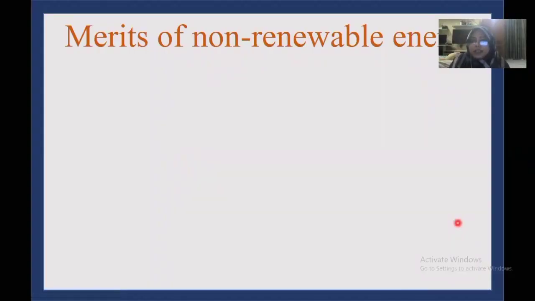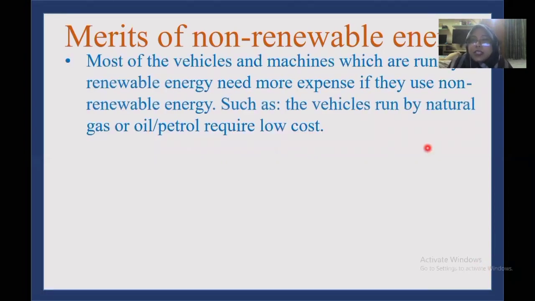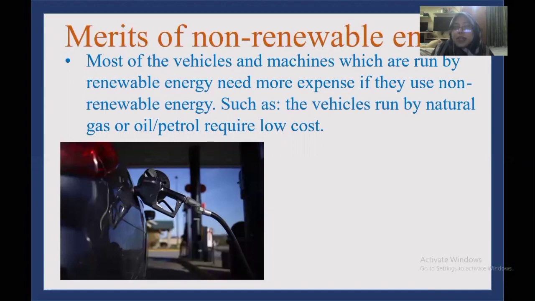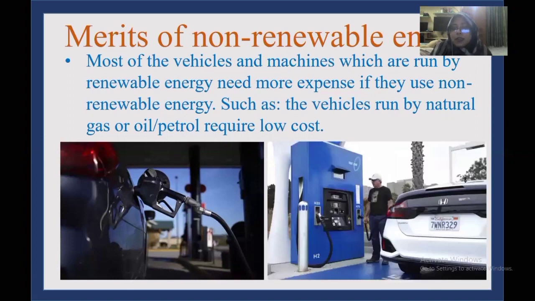So we have got some ideas about it. Now we will know about the merits of non-renewable energy. Most of the vehicles and machines which are run by non-renewable energy need less expense. So some examples will be given. The vehicles run by natural gas or oil or petrol require low cost. So you are watching this picture where cars are using natural gas or oil or petrol, which is very low cost and more efficient for our daily usage.